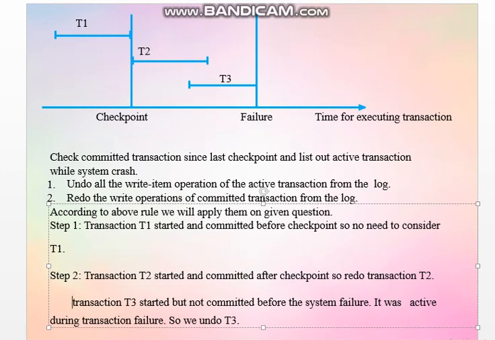And then step number 3, we will identify the committed transactions, and we need to perform the redo operation. Because it is an immediate update method, T1 and T2 transactions have to be redone and T3 transaction has to be undone. So this is the recovery procedure using the immediate update recovery method.